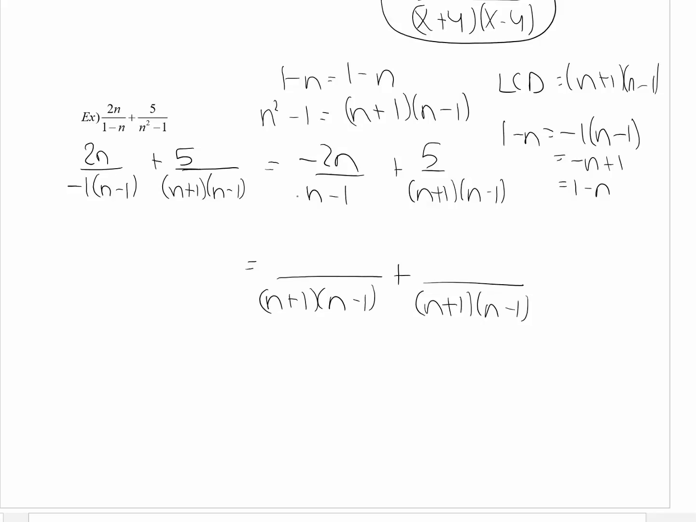So what factor am I missing here that is in my LCD here? Well, that's n plus 1. So I'm going to multiply top and bottom by n plus 1. So again, I've got to distribute. All right, what factor am I missing in this denominator that's in my LCD here? Well, nothing, so I'm just going to rewrite the numerator the same. Okay, because now the denominators are the same, I can rewrite this as 1 fraction.